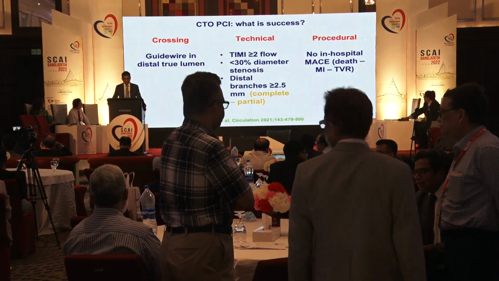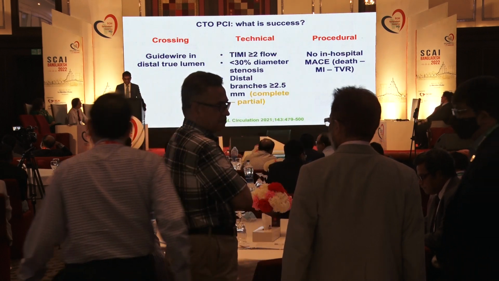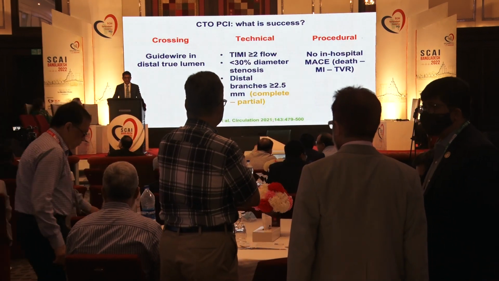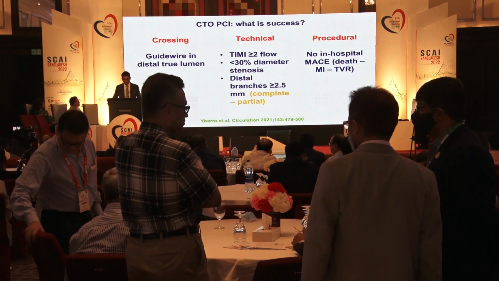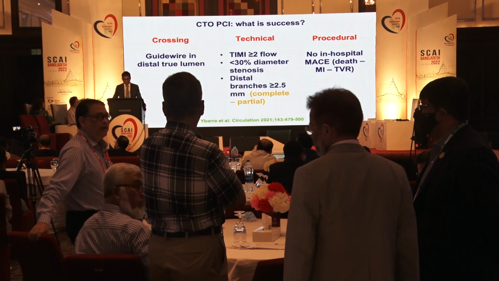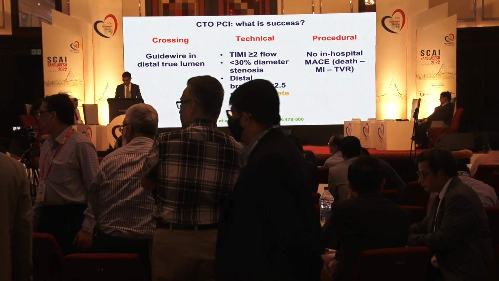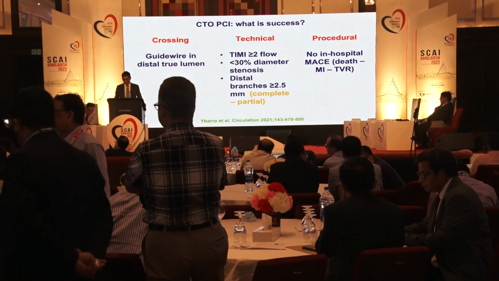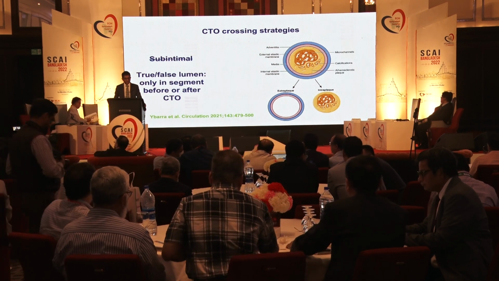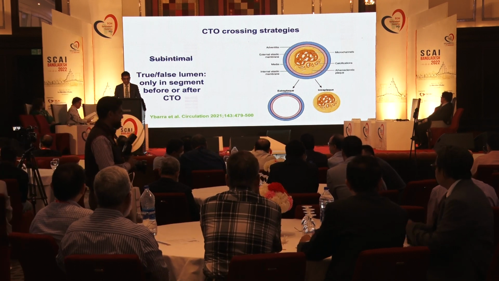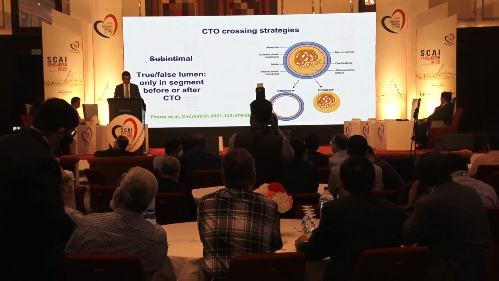When you look at a CTO PCI, what is success? How do you define it? Just crossing the lesion with the guidewire into the distal true lumen, or technical success, that means TIMI 2 flow or greater and less than 30% diameter stenosis and distal branches more than 2.5 millimeters vessel, or procedural success, which is no in-hospital MACE or death, MI or TVR. That is the most important. So in CTO crossing strategies, rather than thinking about subintimal and true or false lumen, I think there is a better way of looking at it.